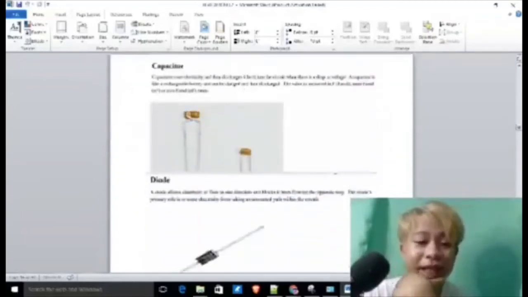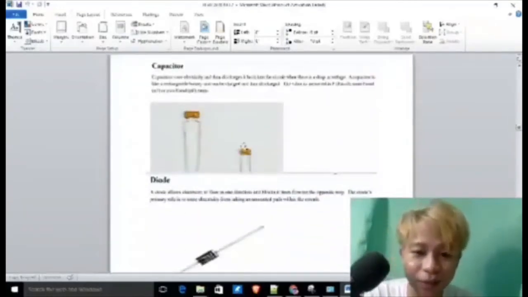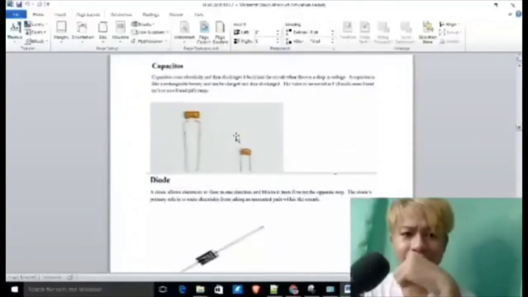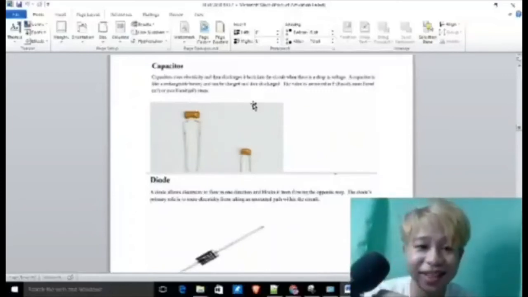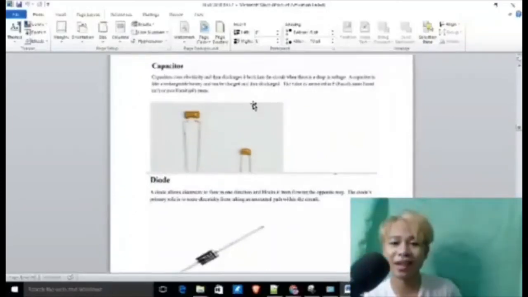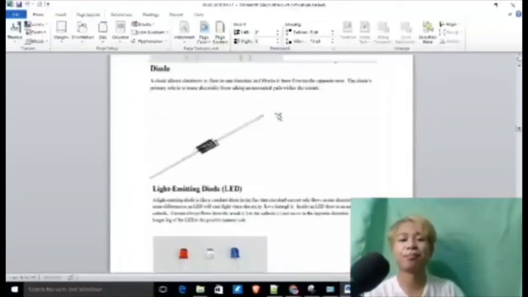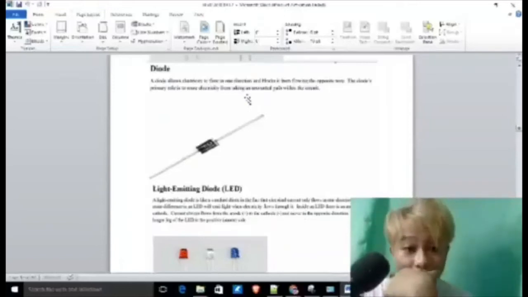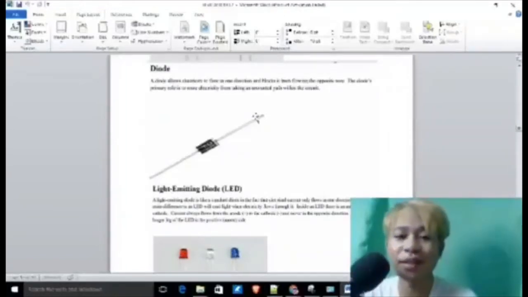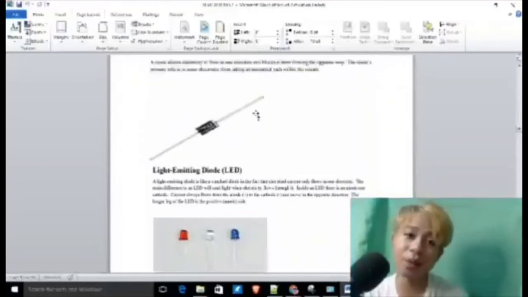Capacitors. I've seen this one before, but I didn't know what the use of this was. I really would like to know more about this, because a capacitor stores electricity and then discharges it back into the circuit. Diode. A diode allows electricity to flow in one direction. I didn't know about this, and I want to know more.